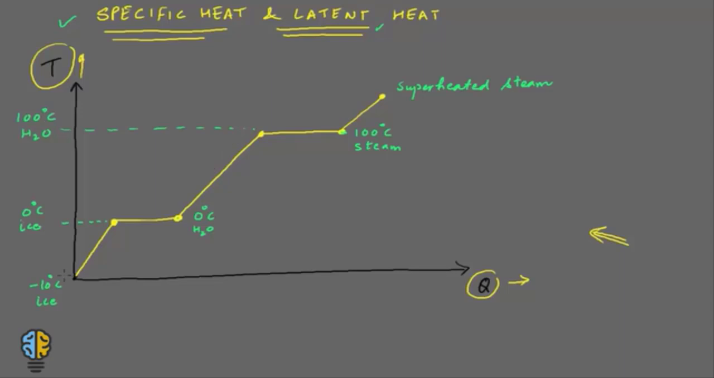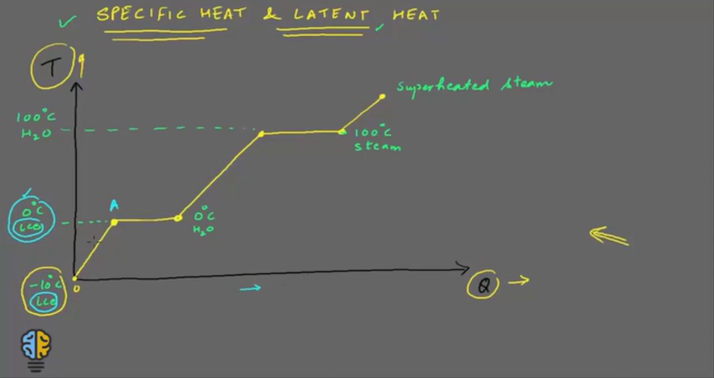Now you start with this point of minus 10 degrees Celsius ice, which is your origin, and as you increase the heat supplied, the temperature increases, and let us say you reach point A. Point A is 0 degrees Celsius ice. So in going from point O to A, the temperature has increased, but the state of the matter has stayed the same. From solid, it is still solid ice.